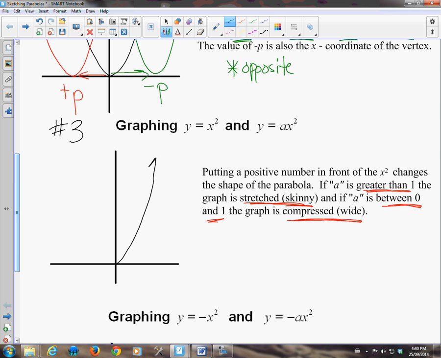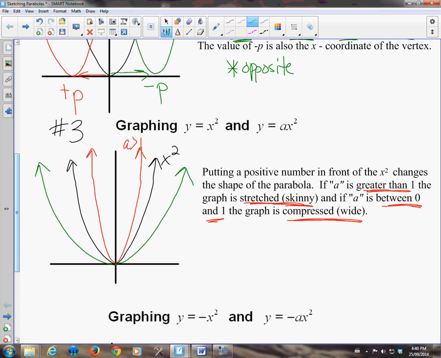So if I have my basic x squared shape, and I multiply it by a number greater than 1, it will make my parabola skinnier. So when a is greater than 1. If I multiply it by a number between 0 and 1, it will make my parabola wider, compress it. So if a is bigger than 0 and less than 1, that would make it a fraction, and it makes your graph wider.